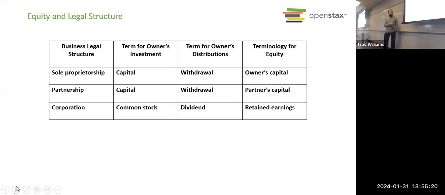So we talked a little bit about these different types of business ownership. For sole proprietorships, when the owner invests money, we can call that capital. Okay, that's why capital and equity are very related concepts. Capital is the money invested in order to help grow a business, which increases the equity. And the owner can withdraw funds, as I mentioned earlier.